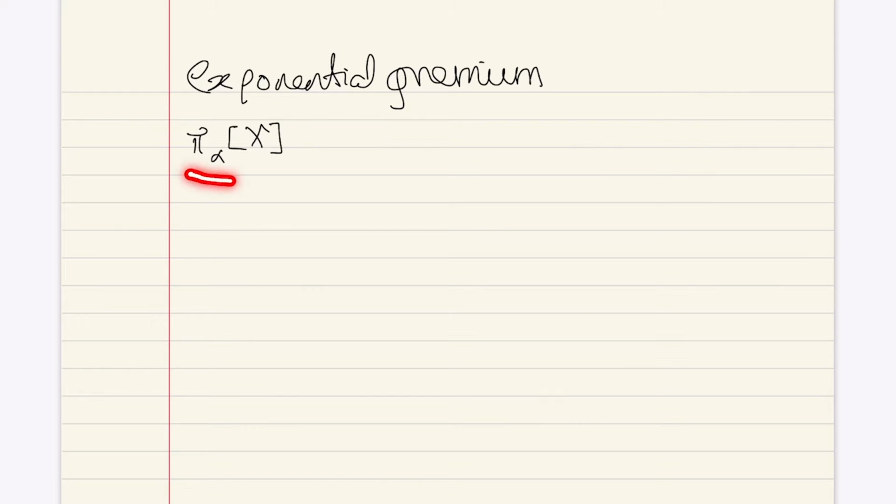Take a look at a couple of important properties of the so-called exponential premium. So the first thing we'll do is to define the exponential premium π_α(X) as the premium π_α that the insurer is going to charge in exchange for taking on a risk of size X. Now, the alpha is just a parameter, which, for instance, in the case of Lundberg's model, stands for the so-called adjustment coefficient.